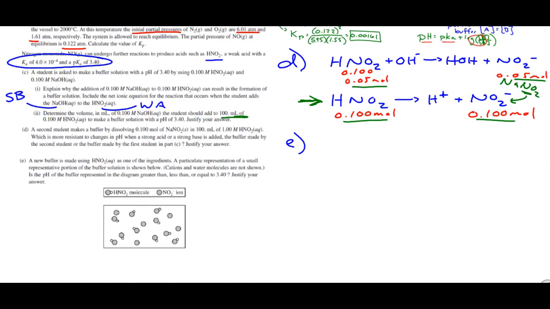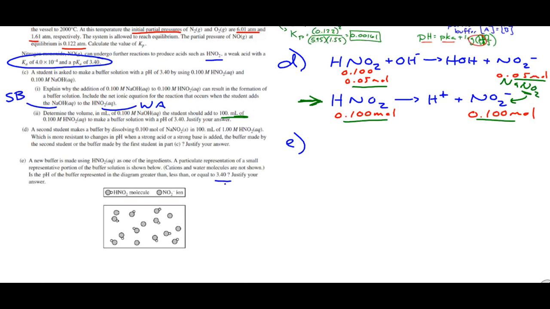All right, final question. It says a new buffer is made by using HNO2 as one of the ingredients. A particulate representation of a small representative portion of the buffer solution is shown below. Cations and water molecules are not shown. Is the pH of the buffer represented in the diagram greater than, less than, or equal to 3.4?